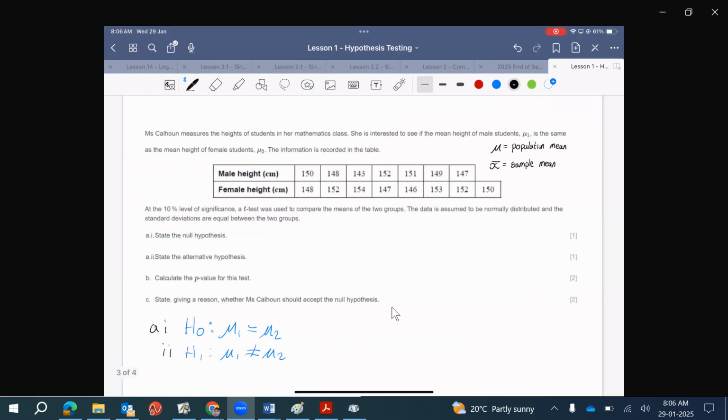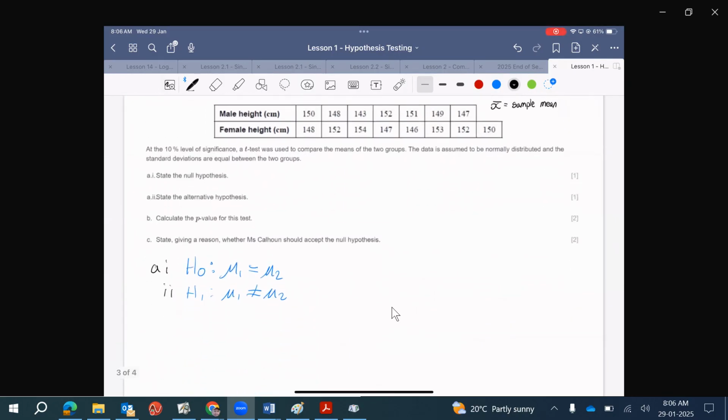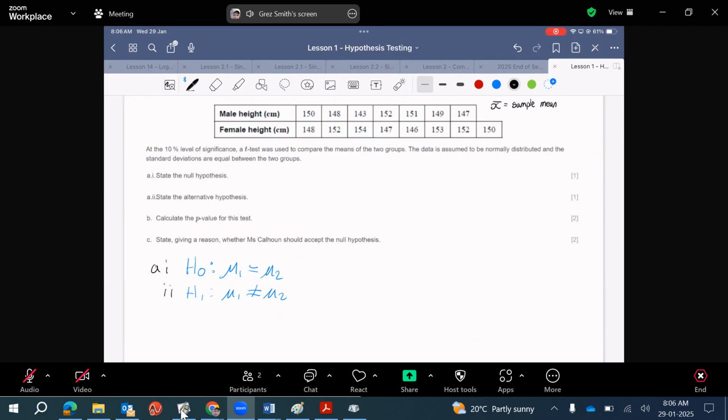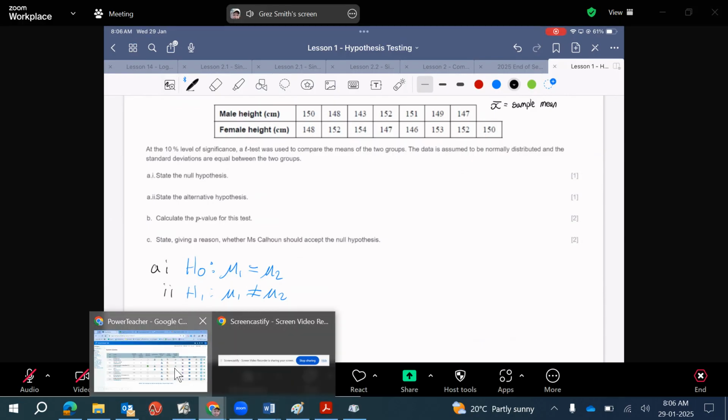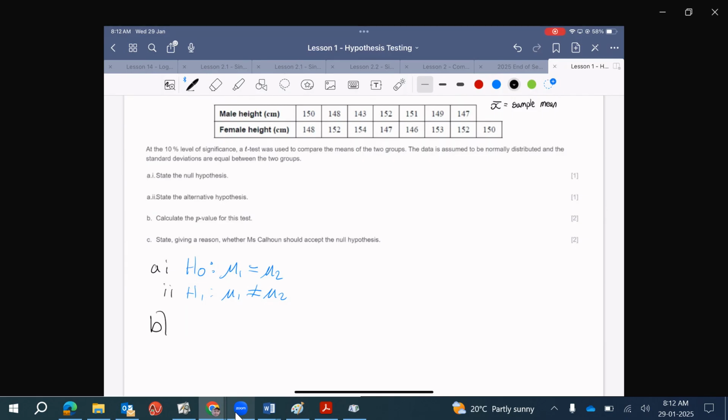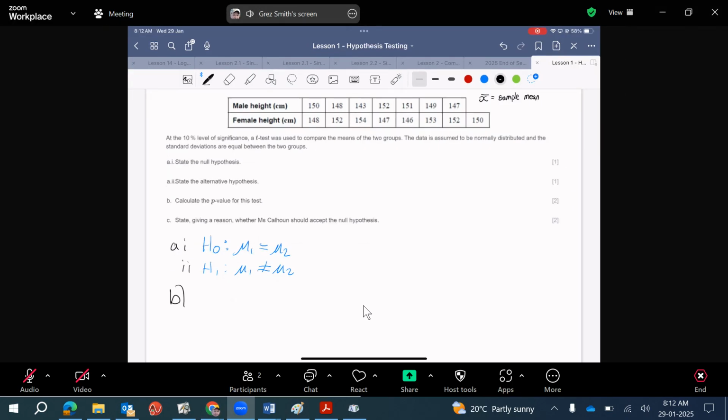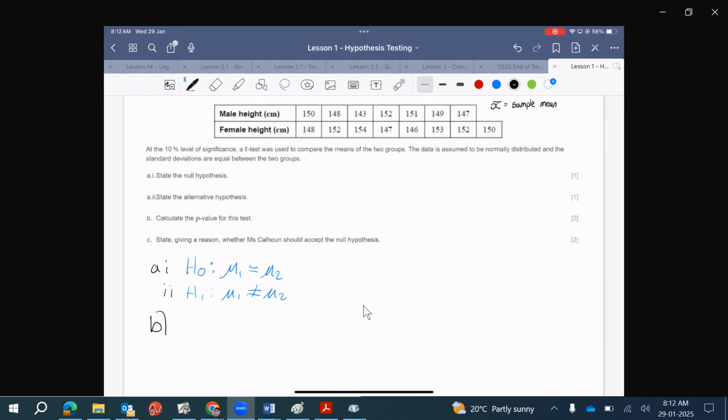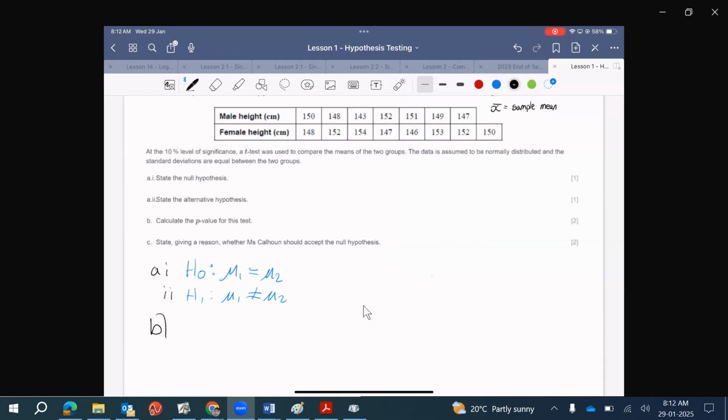All right, have a go now at carrying out the test and finding the p-value. All right, let me resume. When you're working with your calculator, we always want pooled yes for this test. Don't forget it's the 2-sample t-test.